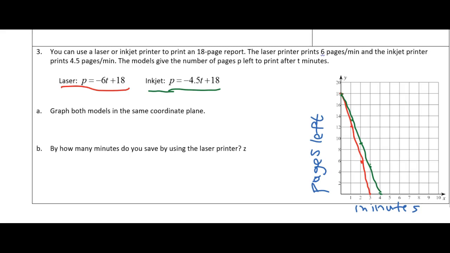And part B says, how many minutes do you save by using the laser printer? And I don't know why that Z ended up there. I think I accidentally typed that in. So how many minutes do we save? Well, if we notice in red, our laser is ending at 3 minutes. So it will take 3 minutes to use the laser printer. Our inkjet, though, because it was a slower pace, ended on 4 minutes. So you are saving 1 minute.